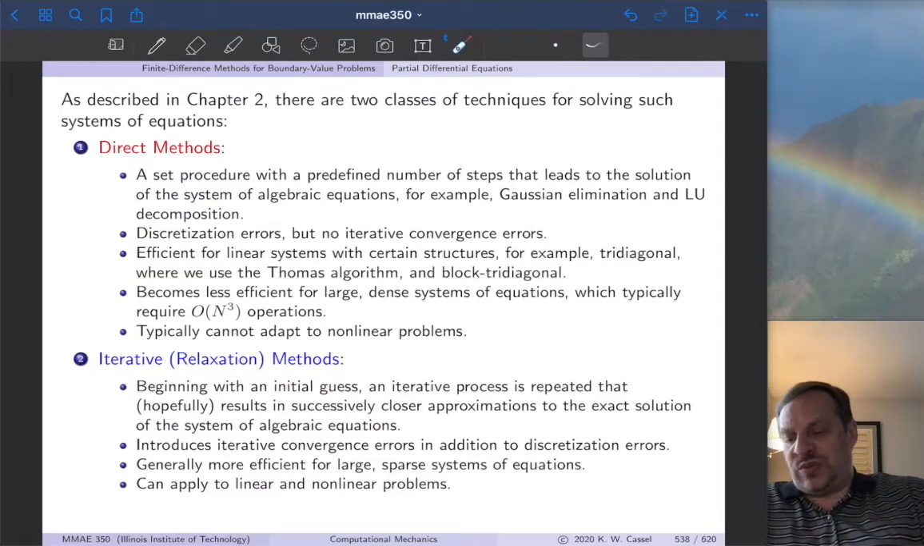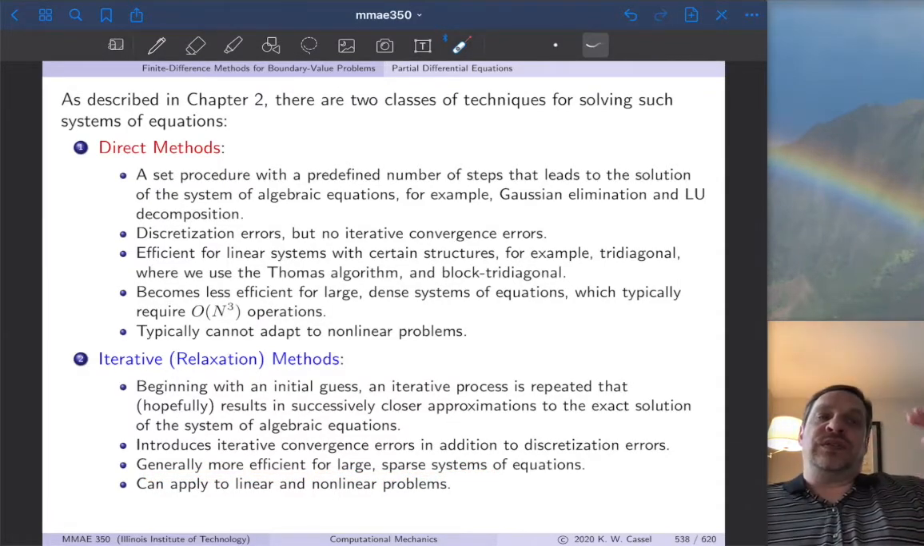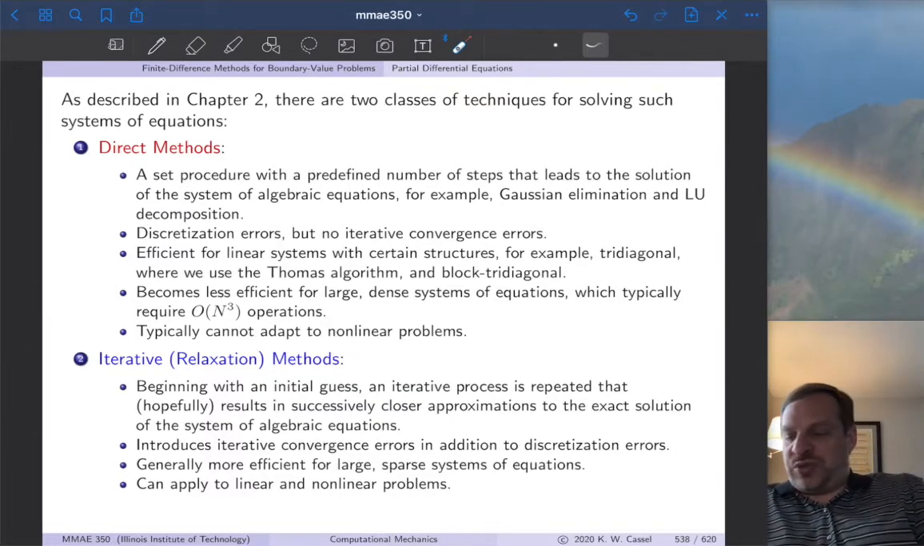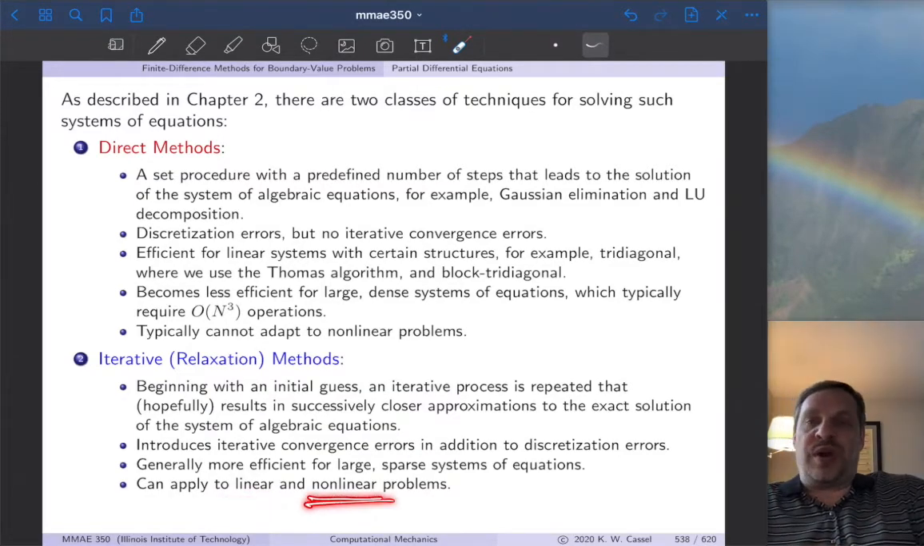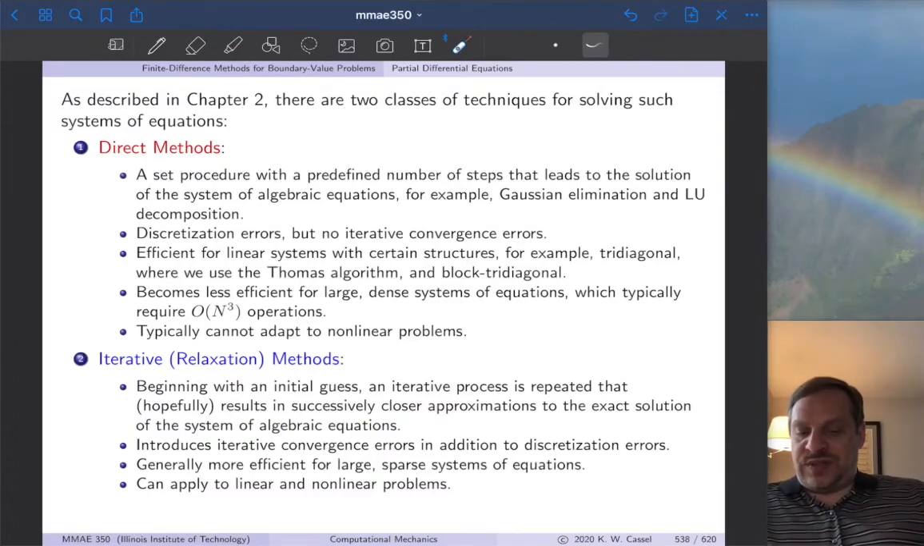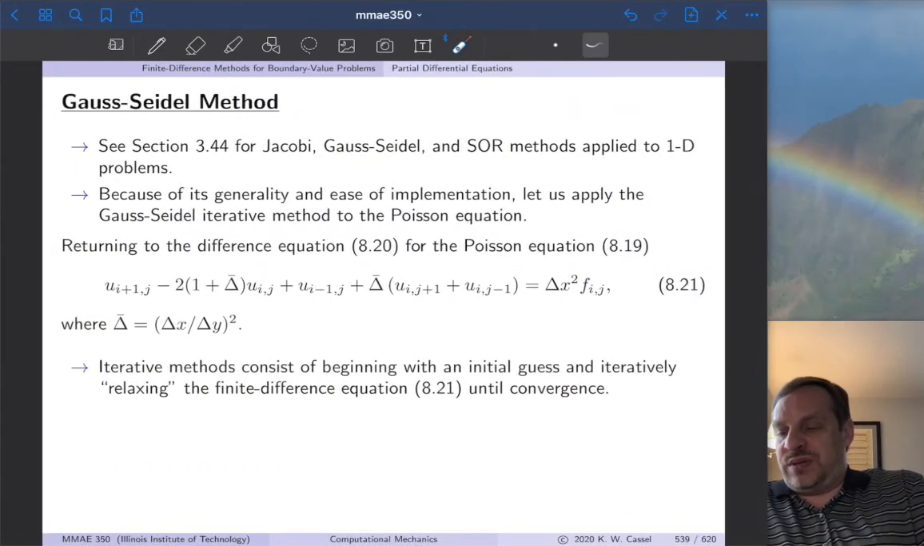That's one of the prices that we pay. But it is generally more efficient for very large and sparse systems of equations. So as systems get bigger and as computers get bigger, we generally have bigger systems. And as we try to solve more complicated engineering problems, they're naturally much bigger as well. And even more importantly, we can adapt these to linear and nonlinear problems. Nonlinear problems will be a little bit more difficult, but we can adapt these iterative techniques without too much difficulty. So we'll look at the Gauss-Seidel method in the next video.